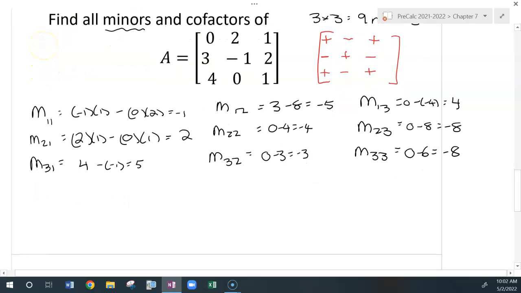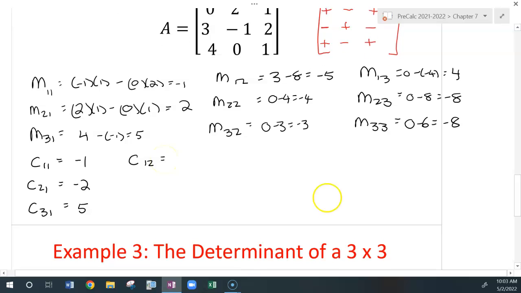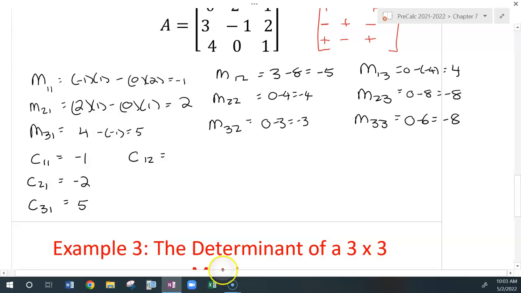I can do it by inspection, and there's no work I need to do because I've already done it. So C11 equals negative 1. Do not change the sign. C21, change sign. I had a 2, now it's a negative 2. C31, keep the sign the same, so I keep a 5. C12 equals, I have a negative here, so I'm going to change the sign. I had negative 5, so now it's a positive 5.